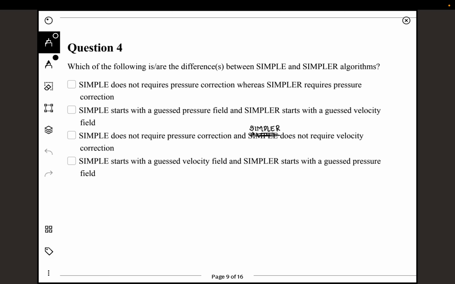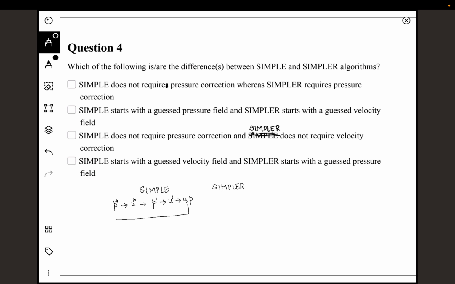Which of the following is or are the differences between SIMPLE and SIMPLER algorithms? Simple does not require pressure correction, whereas SIMPLER requires a pressure correction. So there is pressure correction; SIMPLE has a pressure correction in it. Just to reiterate, we have SIMPLE and SIMPLER. In SIMPLE, you assume a P star. From that you calculate U star, and then you solve the pressure correction equation and get P prime. From there you update U prime. From this you get new velocity and pressure, and then you do the same.